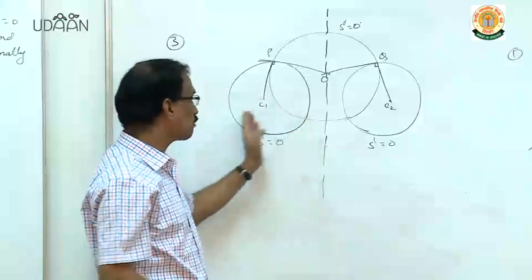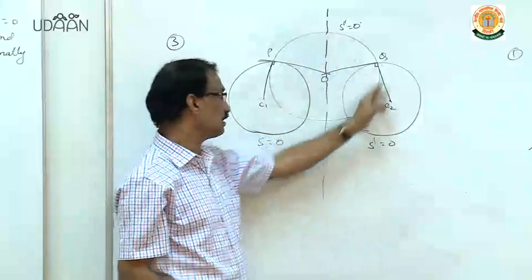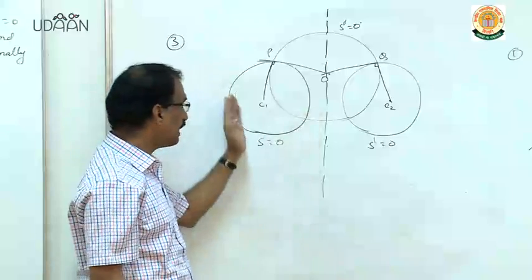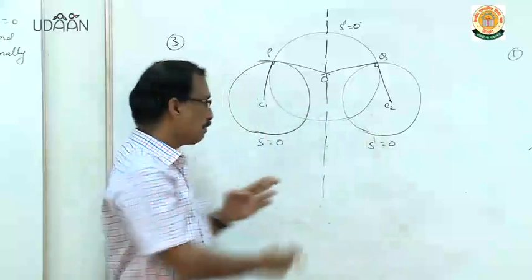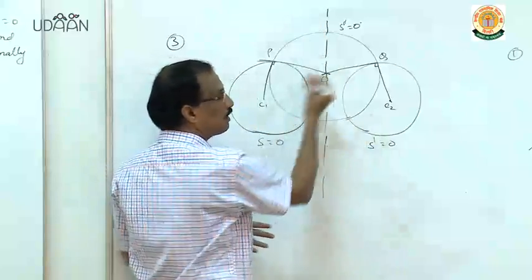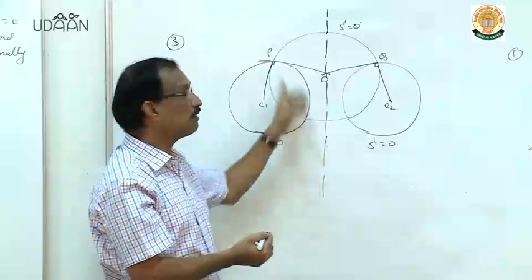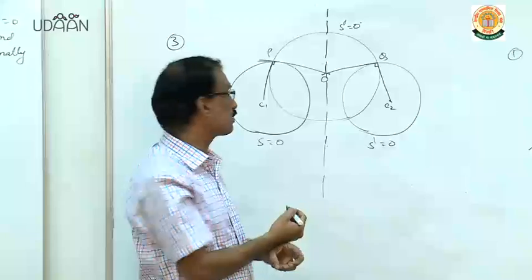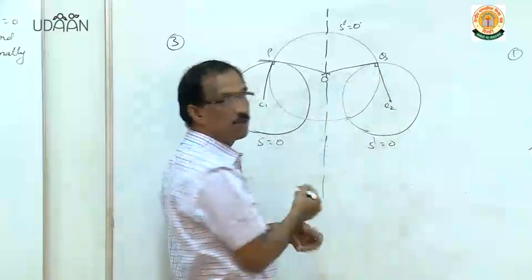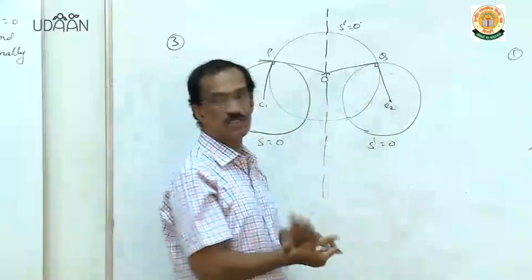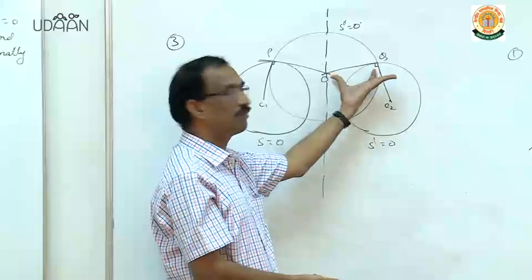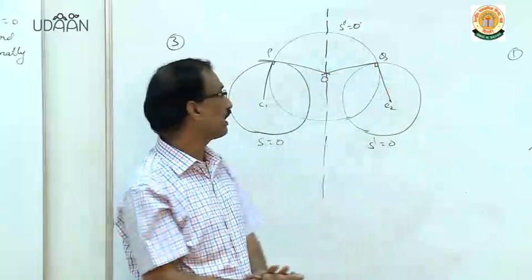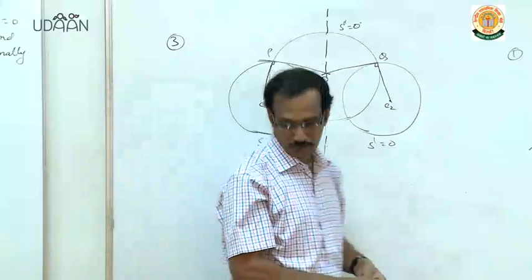So if you have two circles, and a third circle is cutting these two circles, then the radical axis of these two circles passes through the center of the third circle. So that will be the third property. From this we can find the radius of this circle also. The radius is the distance from this point to this point, that is, the length of the tangent drawn from this point to this circle.